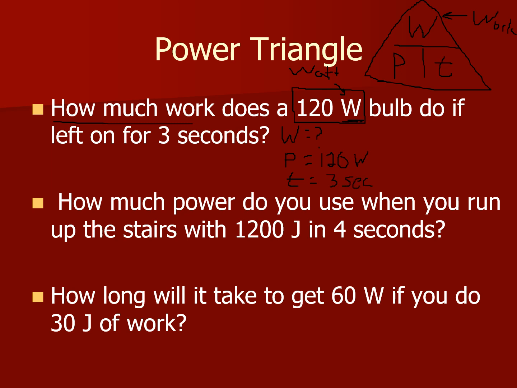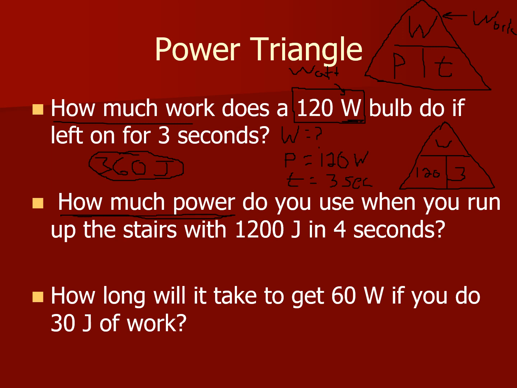Okay, so when we're looking for work, we're still going to use the triangle just like we've done before. We have a WPT. So the power is 120. The time is 3. So the work, we're just going to multiply those numbers, and that's going to be 360 joules. Work is multiply.